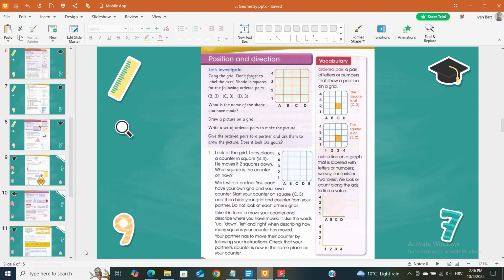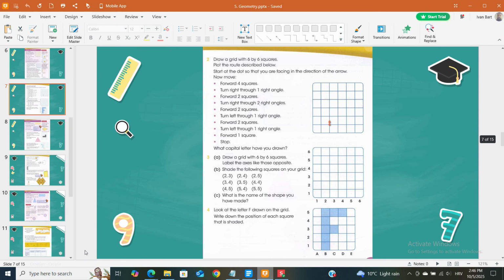2. Draw a grid with 6 by 6 squares. Plot the route described below. Start at the dot so that you are facing in the direction of the arrow. Now move. Forward 4 squares. Turn right through 1 right angle. Forward 2 squares. Turn right through 2 right angles.